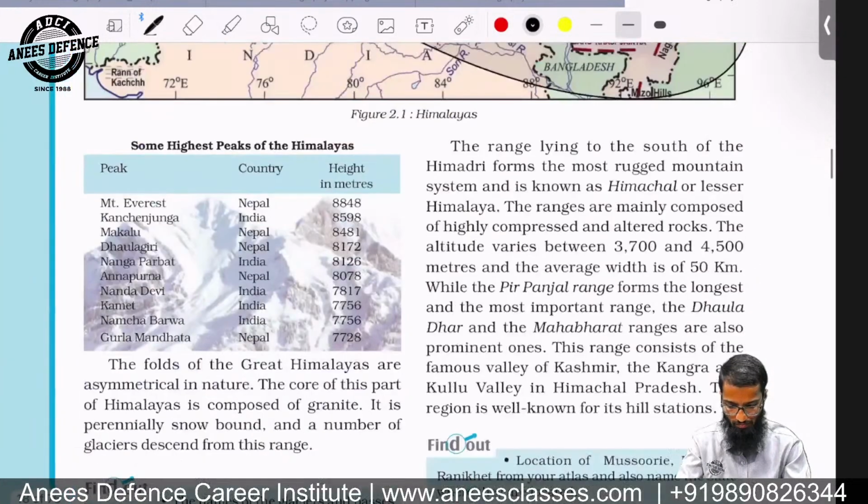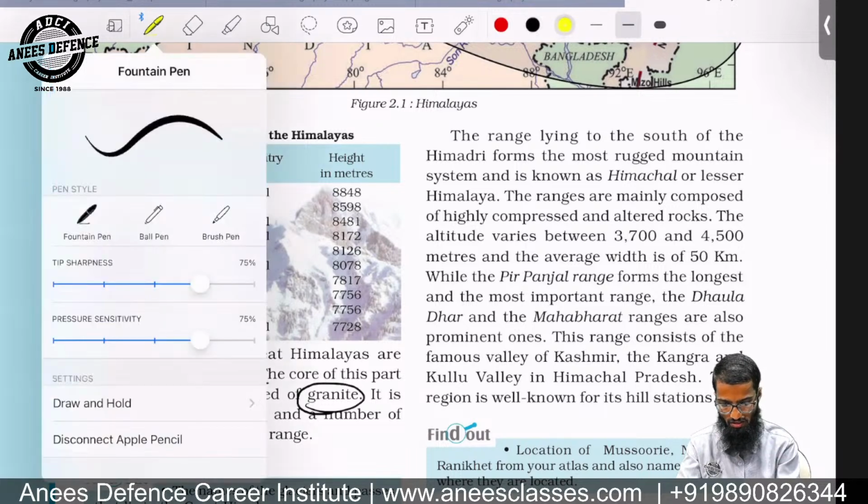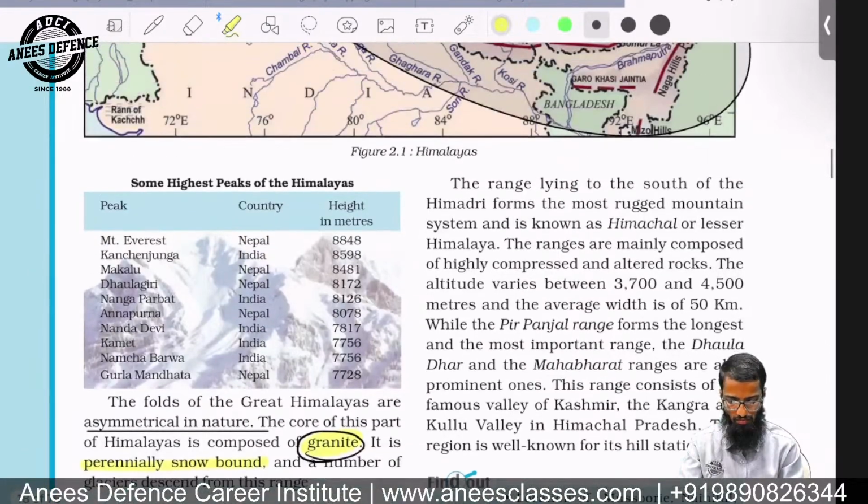Now, the folds of the Great Himalayas are asymmetric in nature. So they are not symmetrical. The core of this part of the Himalaya is composed of granite. So we have granite in it. Understand this. The question can be asked: what is the core made up of? It is made up of granite. It is perennially snowed. A number of glaciers descend from this range.